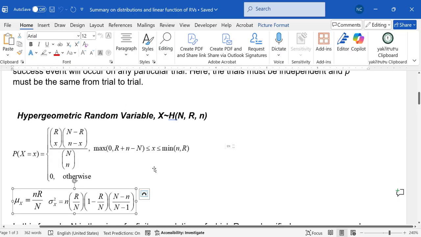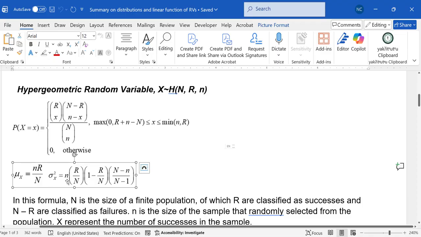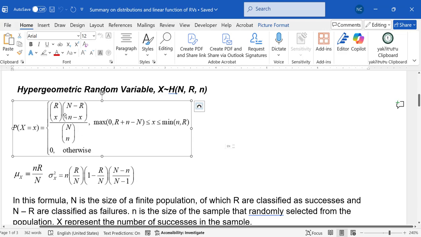Wait, sorry to clarify, you're not going to test on it? On sigma squared, yeah. You only need to know the formula, just the mean. We're not going to be calculating. For this one, you know the formula, but no real calculation.